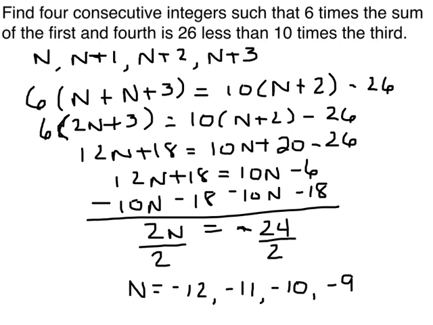If my first integer is a negative number, I'm going to need to remember that I go right on the number line when I add 1. So my numbers will seemingly get smaller even though they're getting larger. So it would not be negative 12, negative 13, negative 14, negative 15. That would be incorrect. So the correct answer would be negative 12, negative 11, negative 10, and negative 9.